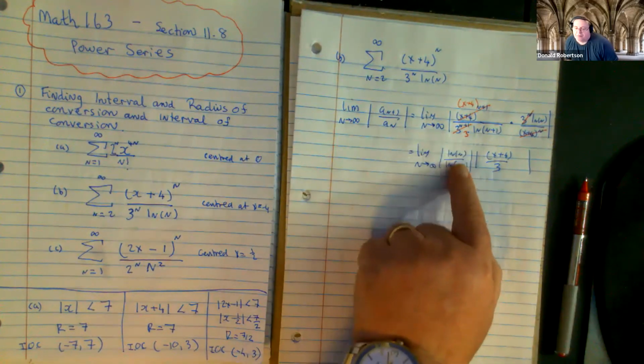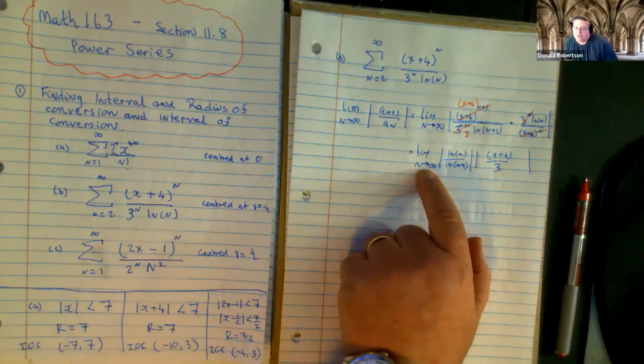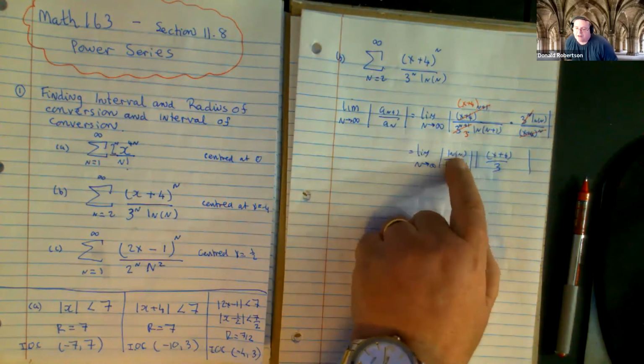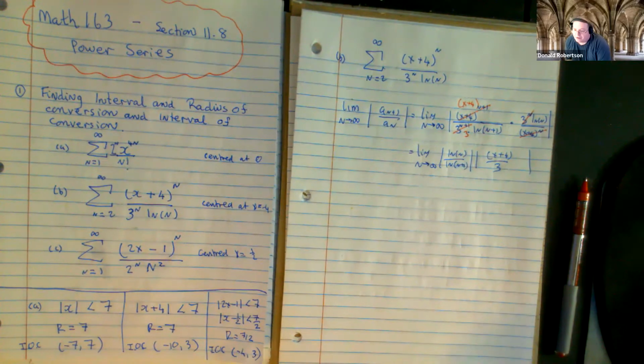Now, this bit is the only bit that we really need to worry about because it has n's in it. And if you do the limit as n tends to infinity of the log of n over the log of n plus 1, do you know what that number is, and it's a number, it's not infinity? Do you know what number the limit is? It's going to be 1. Can you prove it with L'Hopital?